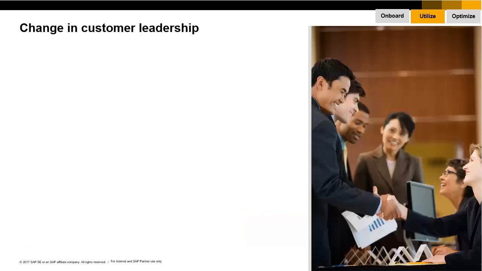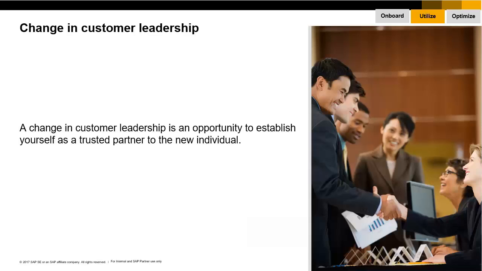Another thing that's important to watch out for along the way is a change in leadership with your customer. In fact, it's quite common for customers to undergo changes in their staffing, including leadership, during their SuccessFactors journey. This can be stress-inducing, particularly with leadership who want to make their mark in the new organization or maybe even have an existing relationship with a competitor. Whenever you have a change in leadership with your customer, it is a great opportunity to establish yourself as a trusted partner to the new individual.